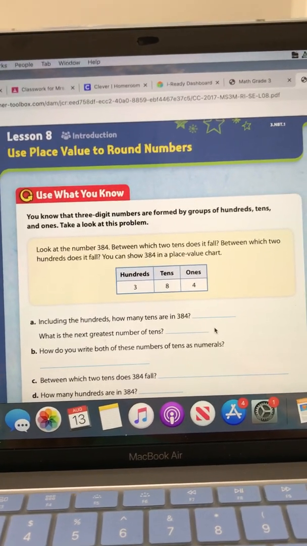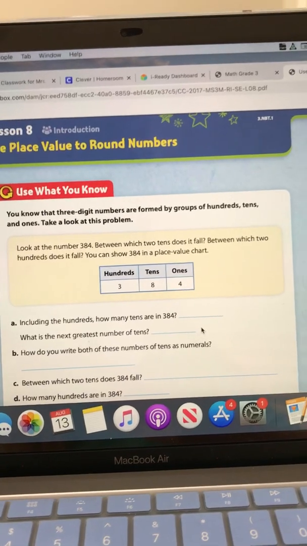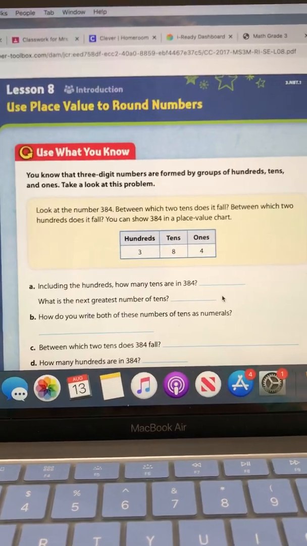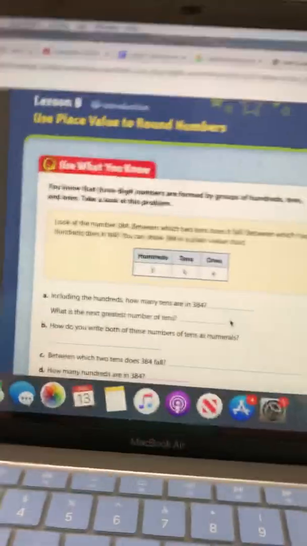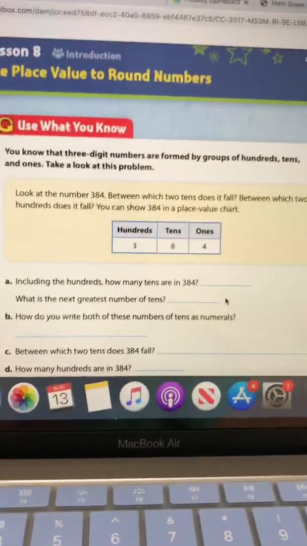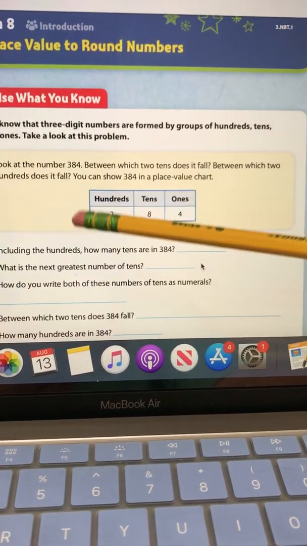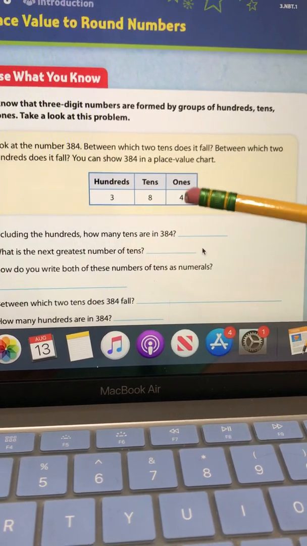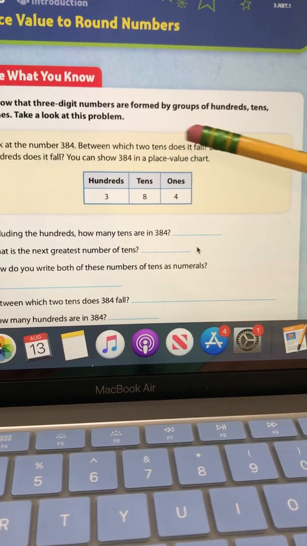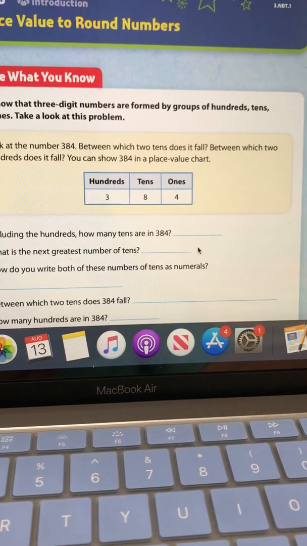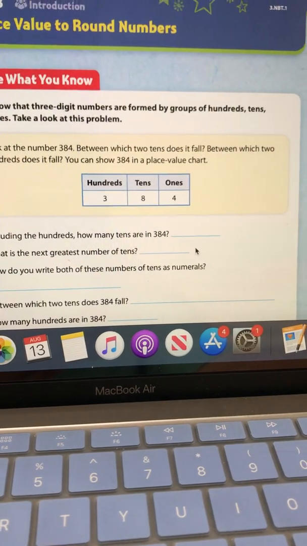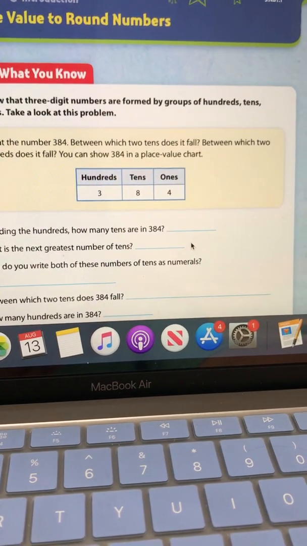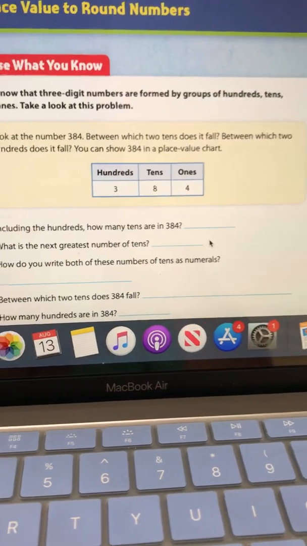Now, I'm going to be actually working the problems out and talking you through this page on paper, but I wanted you to make sure that you understand where I'm getting this information from. All right, the first thing that you should see when you look at this page is a place value chart right here. And it tells you to use the number 384. And we want to figure out what two tens, so we're looking at our tens place, does this number fall between? Which two hundreds? So then we'll be looking at our hundreds place. And we're going to use our place value chart to help us.